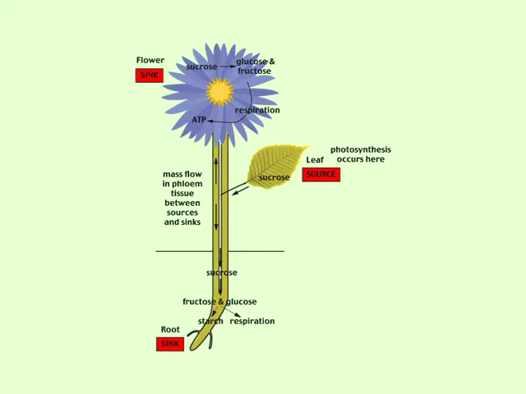Thus, at the sinks there is a lower hydrostatic pressure than at sources, so the phloem sap travels by mass flow down the pressure gradient. Some sinks, such as buds or flowers, are above the sources, so phloem sap can move up and down the plant, unlike water in xylem, which only moves up.